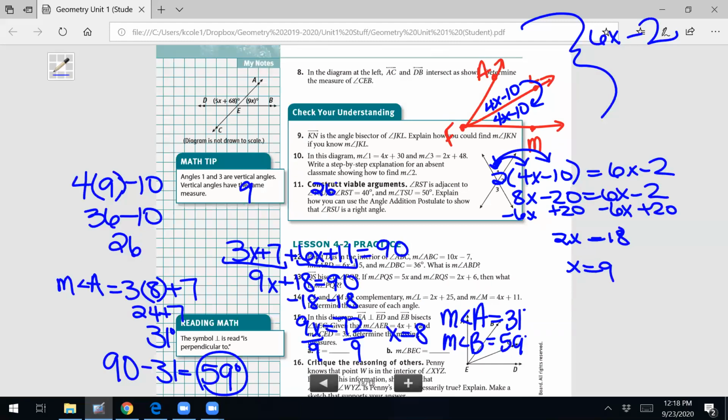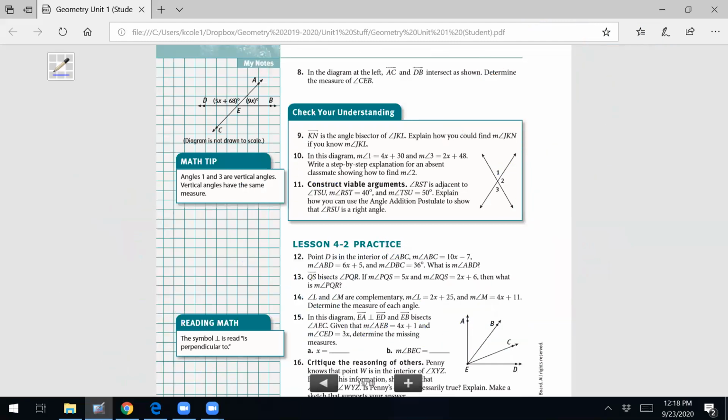So write your name, and then let's do number 8. 8 says, in the diagram at the left, line AC and line DB intersect as shown. Determine the angle CEB. Now, who's CEB congruent to? DEA. That's right, angle DEA, because they are directly across from each other, and that's what we call vertical angles. They are vertical angles. They touch on the nose. So we know that they're going to be the same, but how do I find DEA?